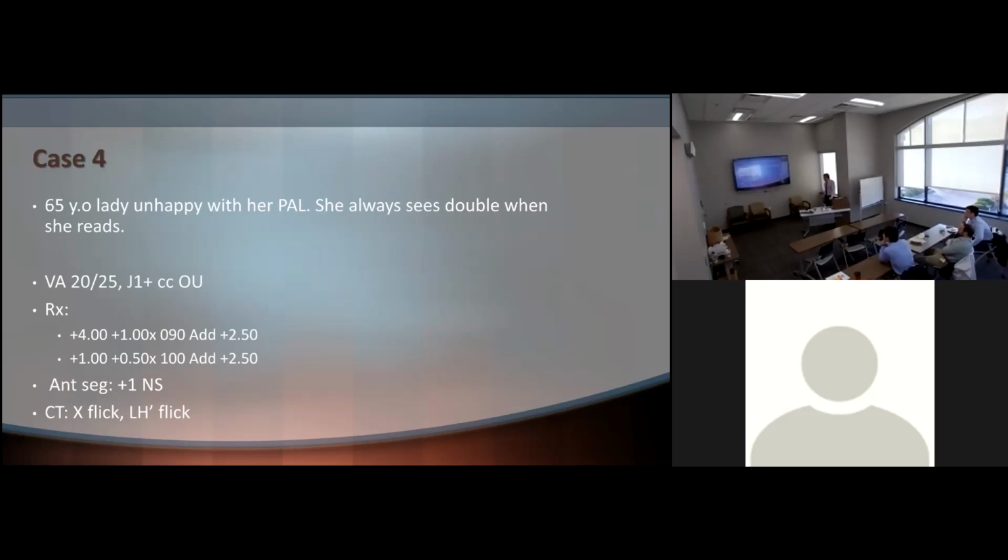So we have a lady who is unhappy with her progressive glasses. She always sees double when she reads only. Okay? So her vision is great, 20/25. She sees great at near as well. And this is her refraction: +4 on the right eye, +1 on the left eye. Very mild cataract, and there is no significant strabismus. But she is unhappy with the double vision. What do you think? And why is it reading only?